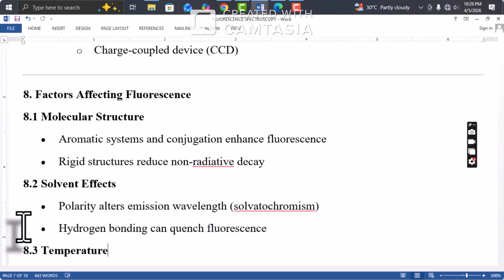Remember, conjugation means alternating single and double bonds, right? So the more single and double bonds you have, the more fluorescence is enhanced. Then rigid structures reduce non-radiative decay. So your structure should be rigid, as this helps to reduce non-radiative decay.